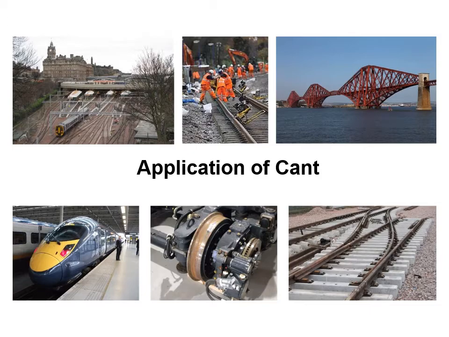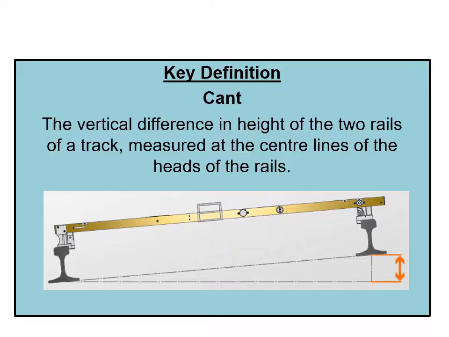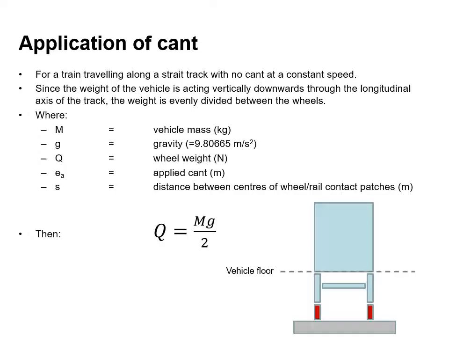So let's now have a look at the application of cant. The term cant is the vertical difference in height of the two rails of track, measured at the centre lines of the heads of the rails. So we're going to consider a train travelling along a straight track with no cant at a constant speed. Since the weight of the vehicle is acting vertically downwards through the longitudinal axis of the track, the weight is evenly divided between the wheels.